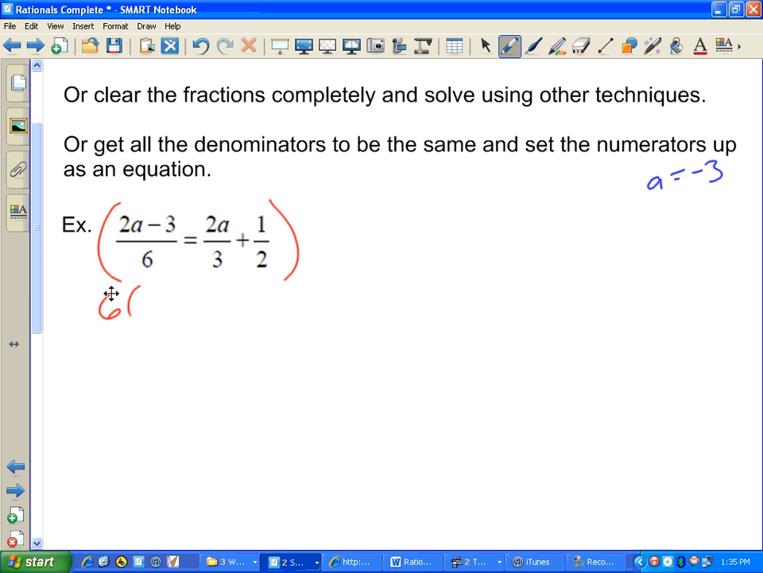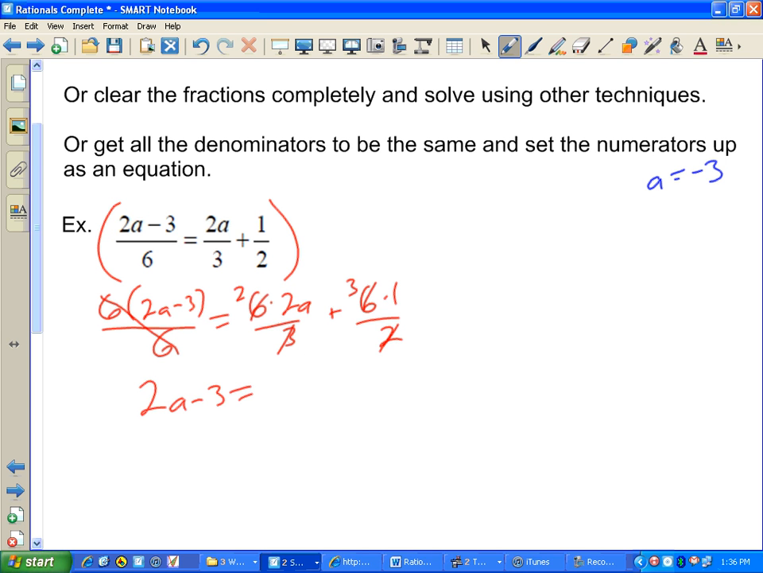So here I'm going to have 6 times (2a minus 3) over 6 equals 6 times 2a over 3 plus 6 times 1 over 2. So if I simplify, those cancel. This will reduce to 2 and get rid of the 3. This will reduce to 3 and get rid of the 2. So simplifying gives me 2a minus 3 equals 4a plus 3.